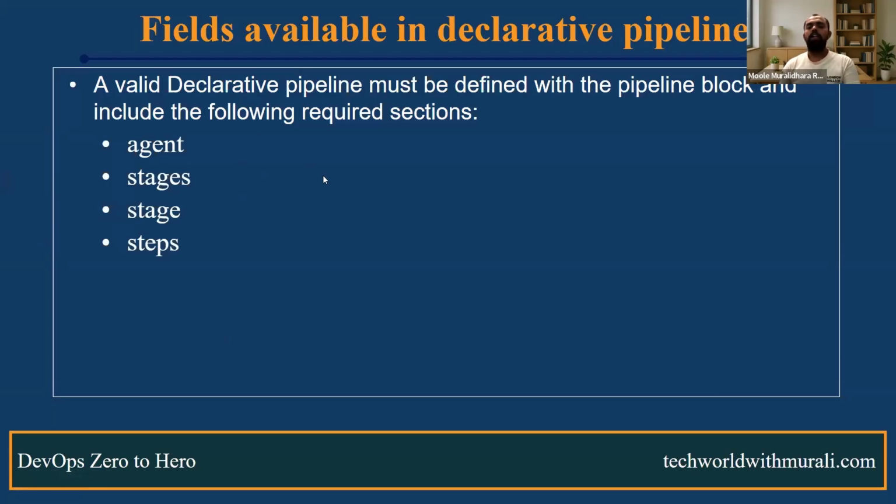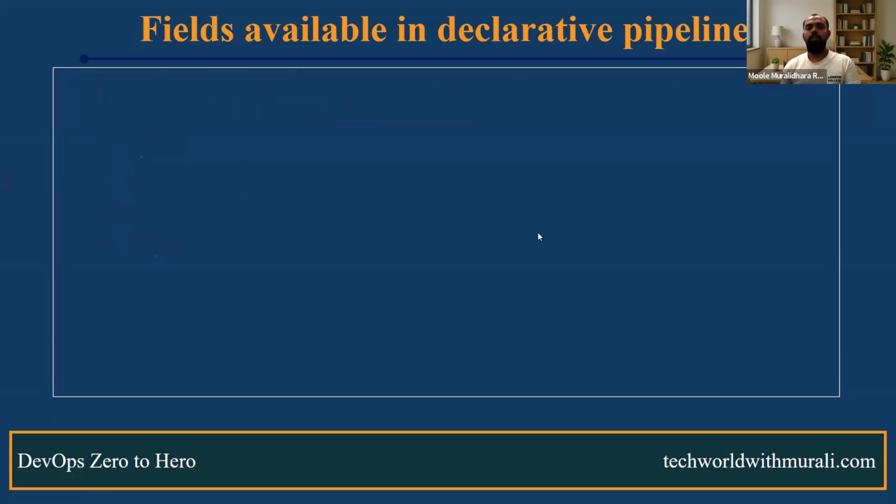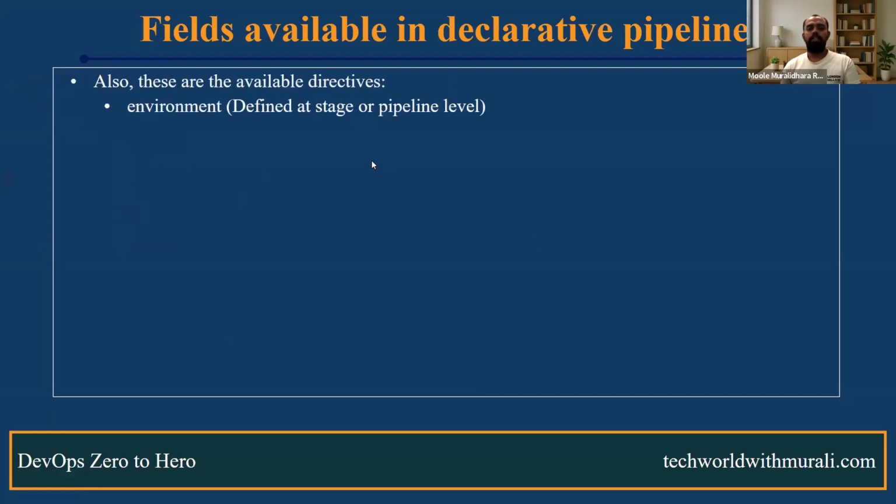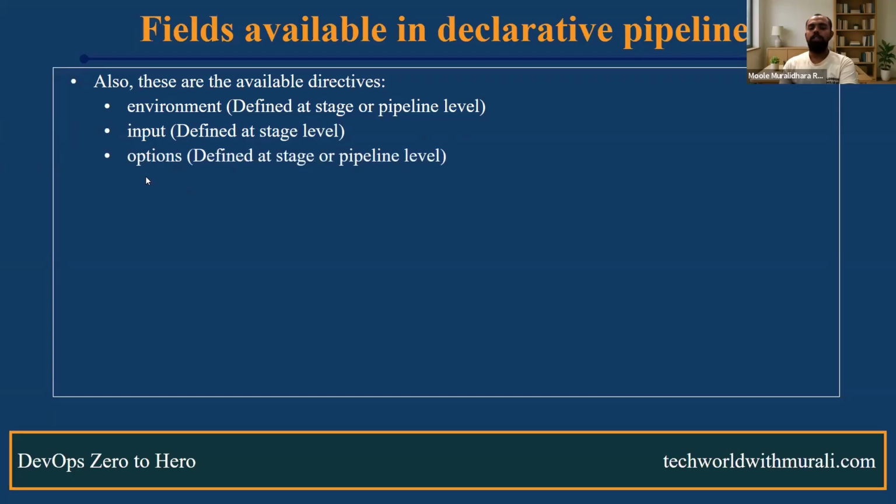Now I understood, right? And along with these 4, we do have other things as well. Here you can see the environment option. If you want to define any environment variables, we can define them at the stage level, and also at the pipeline level. Entire pipeline level we can define, and inside a stage, at that particular stage level also we can define. And here you can see that input we can define at the stage level, and then next one, options, we can define at the stage level and also the pipeline level as well.